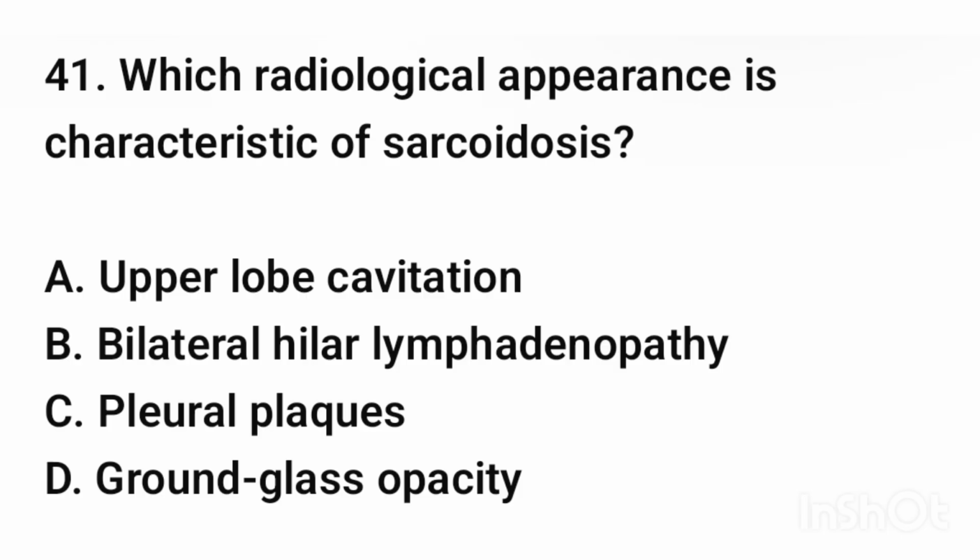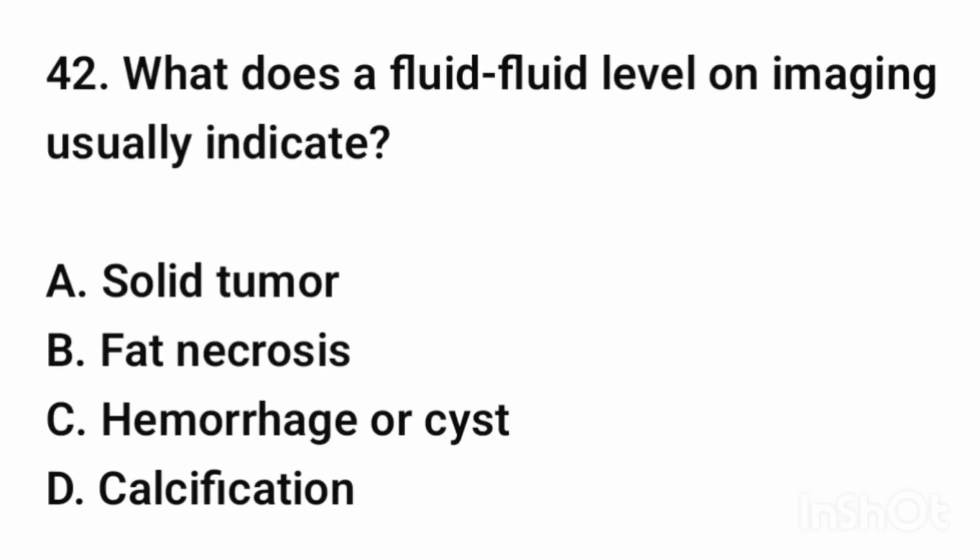Question number 41. Which radiological appearance is characteristic of sarcoidosis? The correct answer is option B, bilateral hilar lymphadenopathy. Question number 42. What does a fluid level on imaging usually indicate? The correct answer is option C, hemorrhage or cyst.